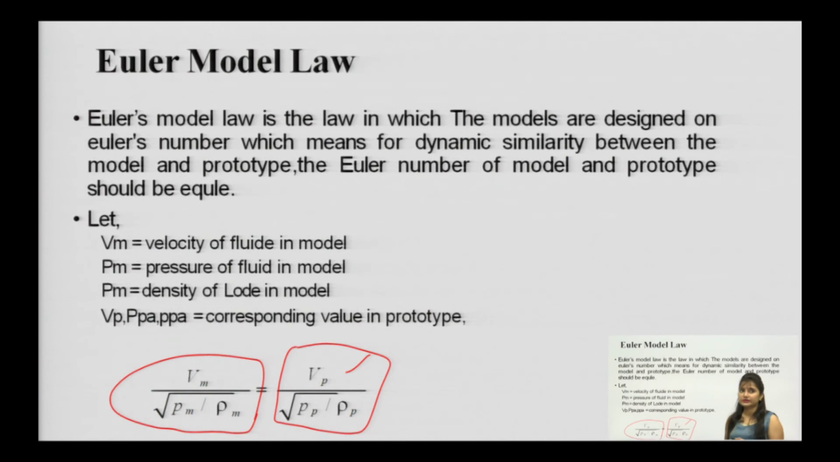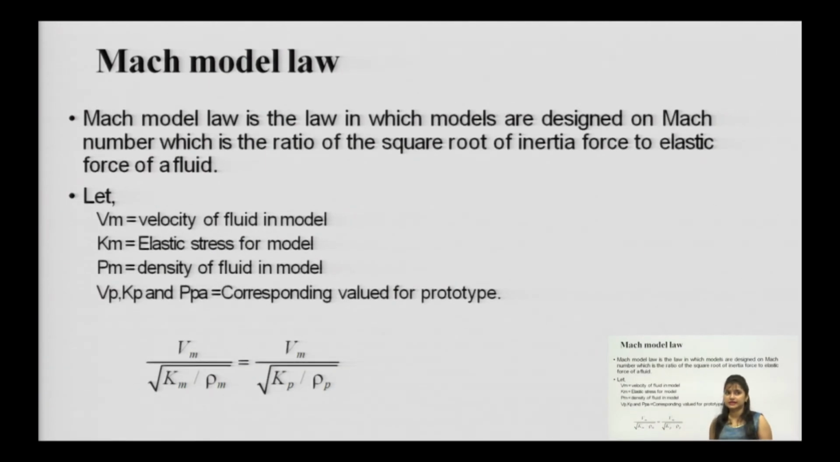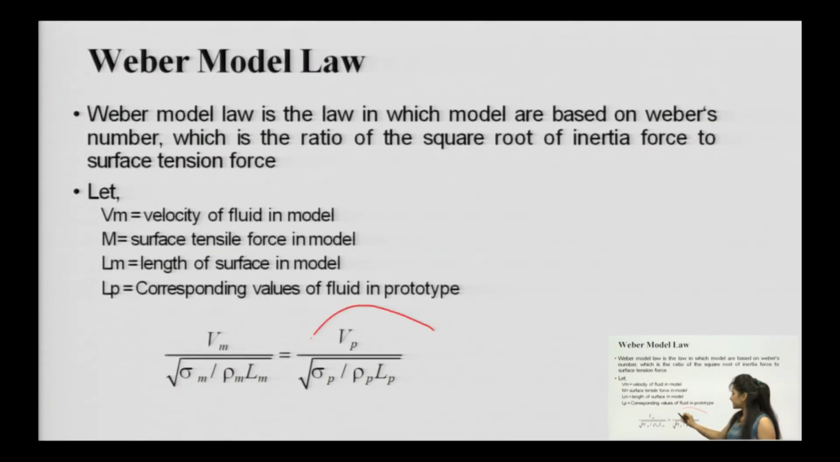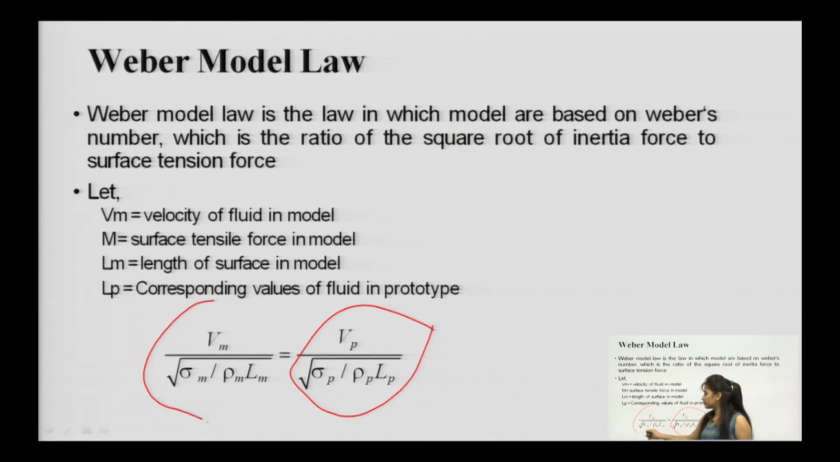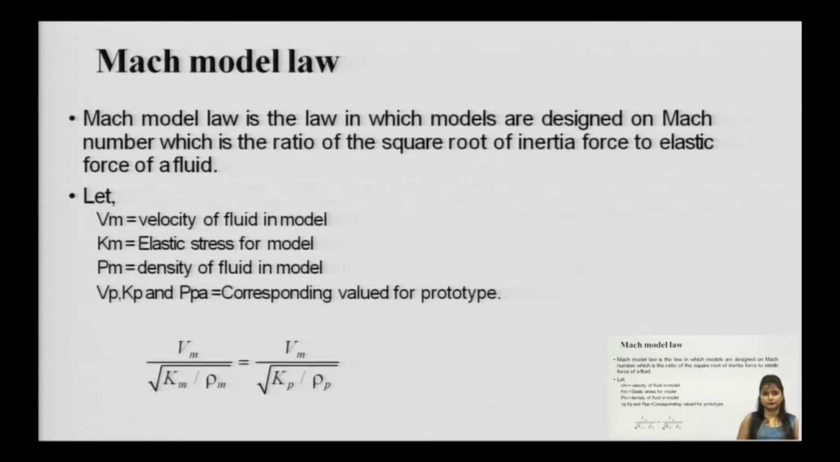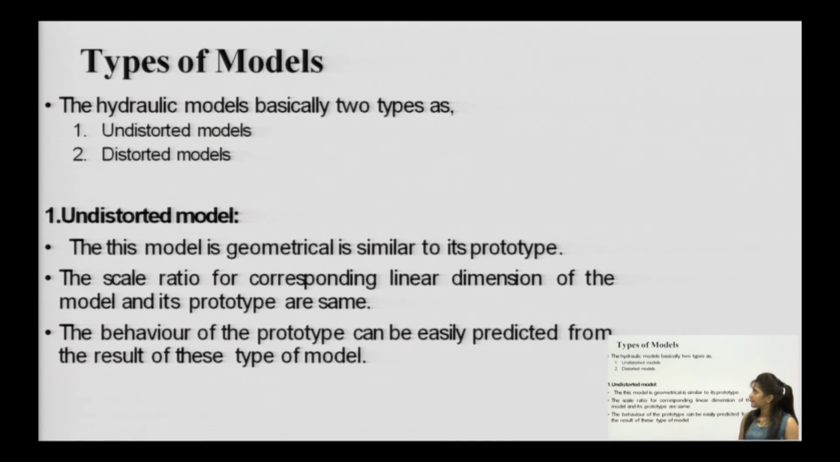Weber's value is calculated for the model and for the prototype. If they are both equal, then it follows Weber's model law. Coming to Mach model law, again the Mach number, a dimensionless number, will be equal for the model and the prototype, and it will follow this model law. Models can be of two types, distorted and undistorted.